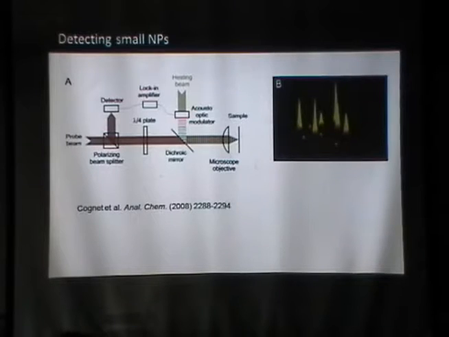Here you see an example from this paper. The big peaks you see here correspond to 5 nanometer gold nanoparticles, and the small peaks correspond to 1.4 nanometer nanoparticles. That's only 65 atoms, or something like that. So with this technique, you can detect very small particles.